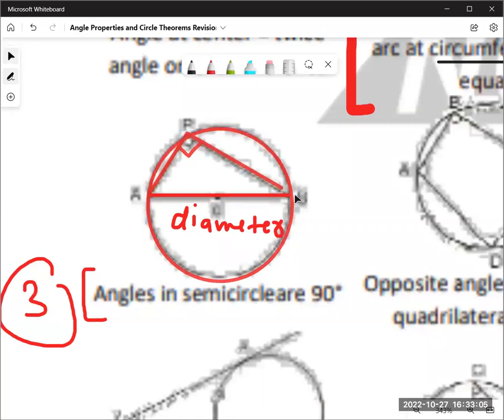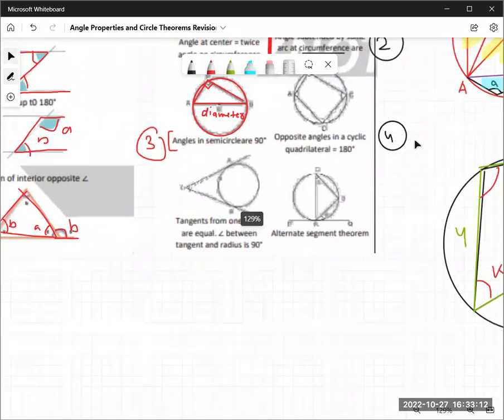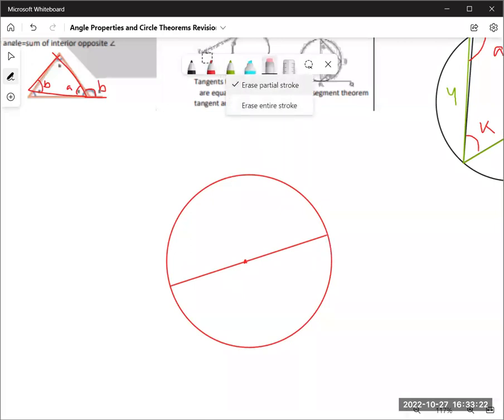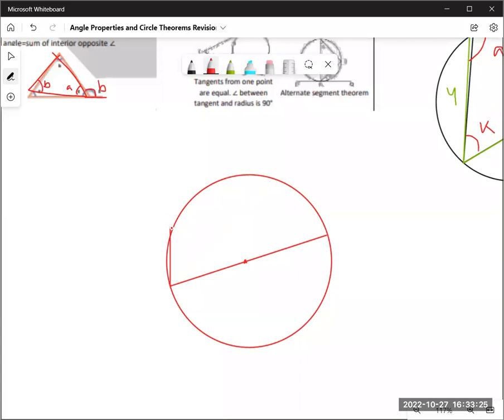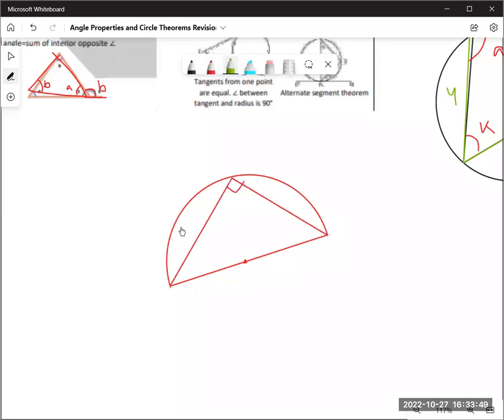Sir, I have a question. Isn't a semicircle half of the circle? Yeah. So let's see how that works. If I make a circle like this, and I make a diameter like this, now I'll remove the other half of it. Let's also make a triangle anywhere, I can make it here. Now if I remove the rest of the circle, is this a semicircle? Yes. And if I make an angle in this semicircle, it will always be 90 degrees. If I make it here, or here, it will always be 90 degrees. Is that clear?